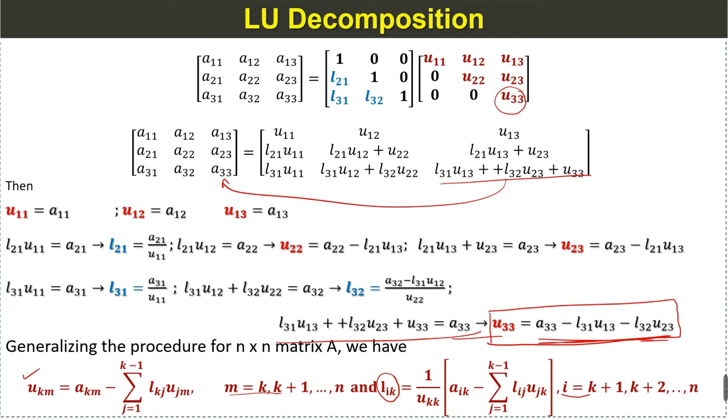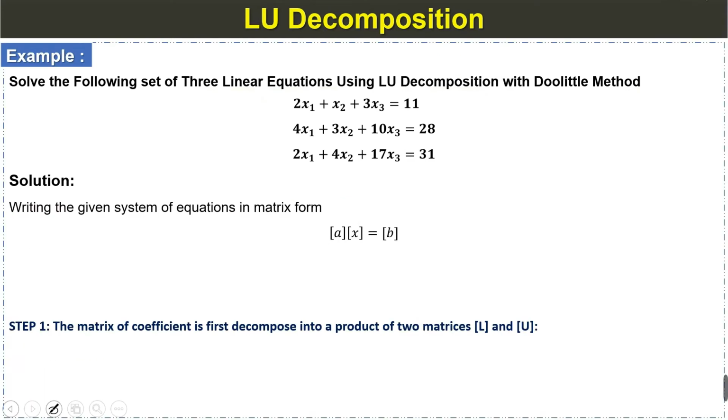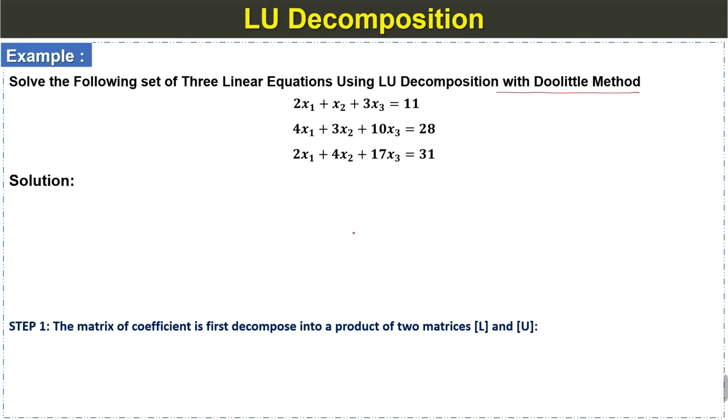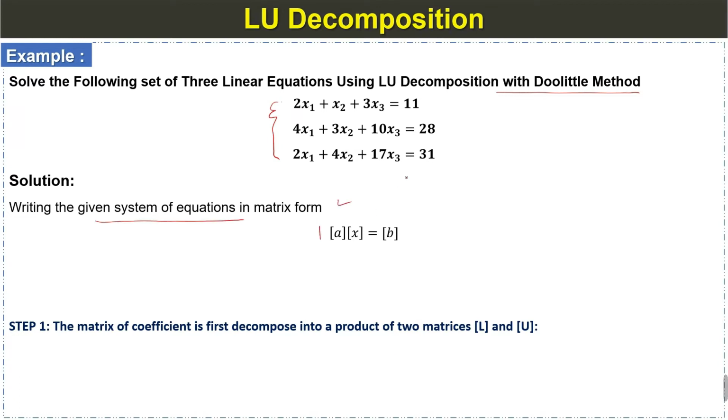Okay, so now we discuss an example related to LU decomposition with the Doolittle method, and we solve one example. Example: solve the following set of linear equations using LU decomposition with the Doolittle method. So we have the given three system of linear equations, and first we write these equations in matrix form, Ax is equal to b. This is the coefficient matrix, this is X, and this one is the matrix B.